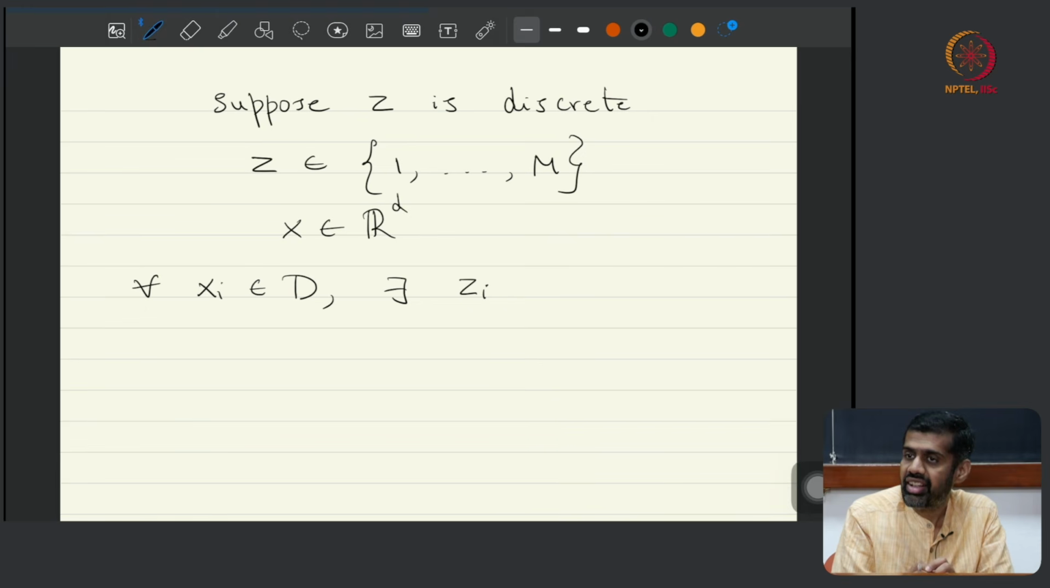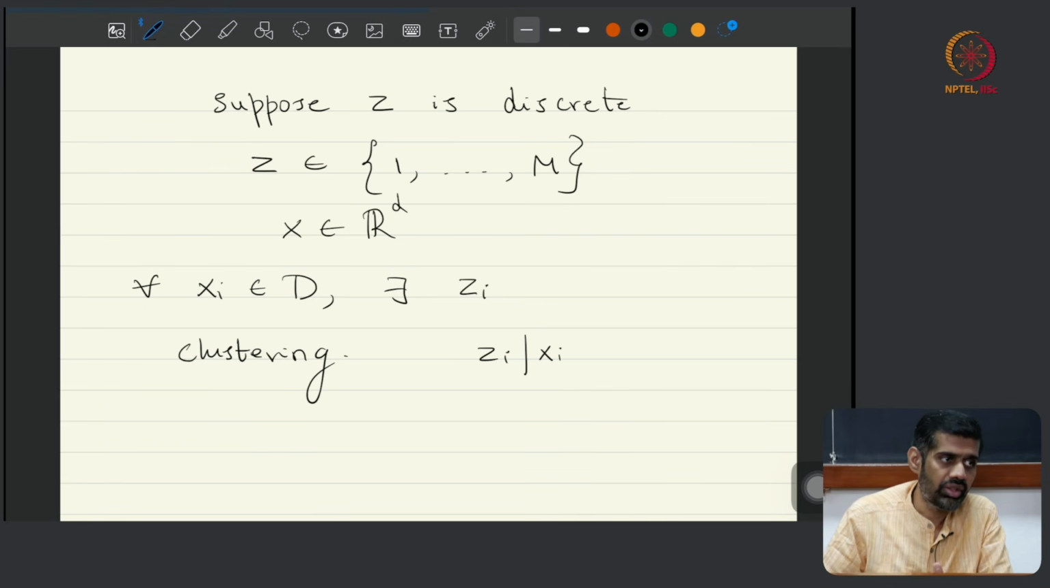And that is why realizing a latent variable model with a discrete latent variable is also known as clustering. All the clustering algorithms that we see are latent variable models with the latent variable being discrete. Because we get z_i for every x_i, and now this z_i can take one out of m values. Once we do this posterior inference, what we are essentially doing is grouping the data points into one out of m categories.